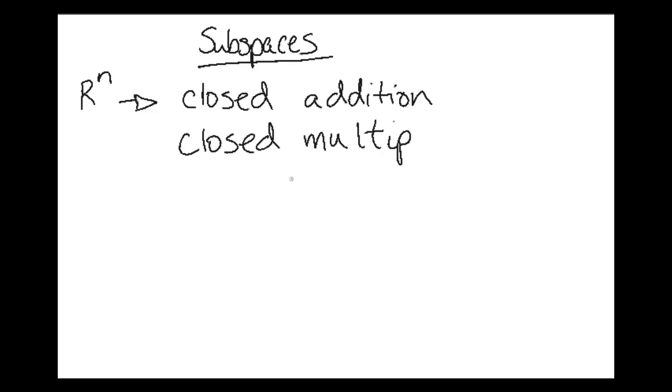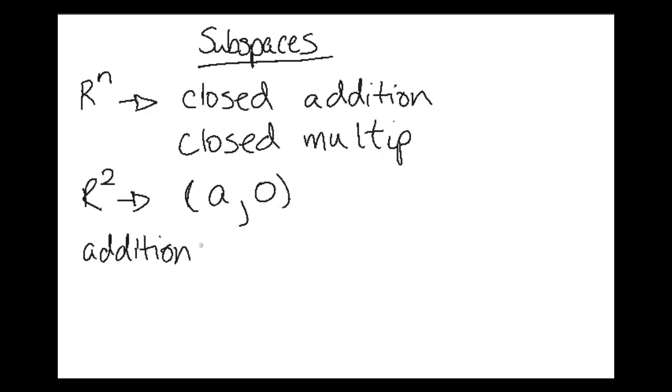What do I mean by that? Well, let's look at R2. Let's look at the subspace of all the vectors that contain the pattern of a, 0. Now, for addition, the question would be posed as follows. If I take a, 0 and some other vector b, 0 and I add them, do I get the same pattern?